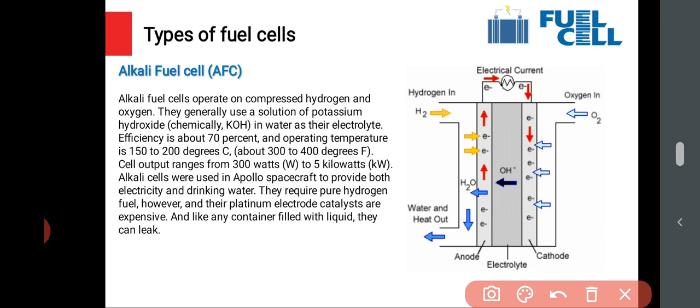Alkali fuel cell was used in the Apollo spacecraft to provide both electricity and drinking water, because the water we get is in the purest form, and they require pure hydrogen fuel. However, their platinum catalysts are expensive, right? And like any container filled with liquid, they can leak. So there is a chance of leakage in this type of fuel cell. This is basically a very old type of fuel cell.